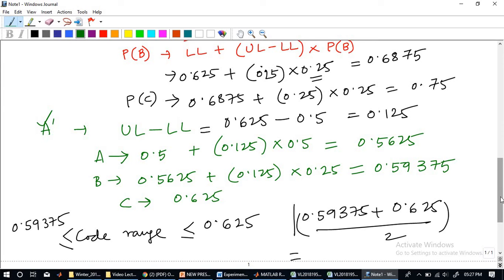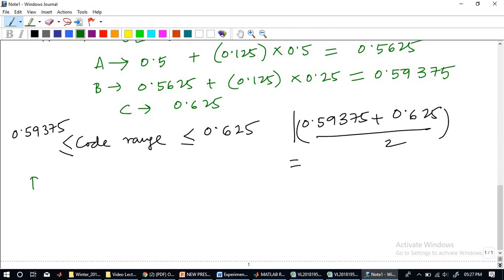Okay, I'll just write it once. For BACA, the value you are getting is 0.6015625. Okay. So this is my code word, or tag in a way, generated by arithmetic coding for this. Now for example, the decoding process will be, suppose you have received a tag of this nature.